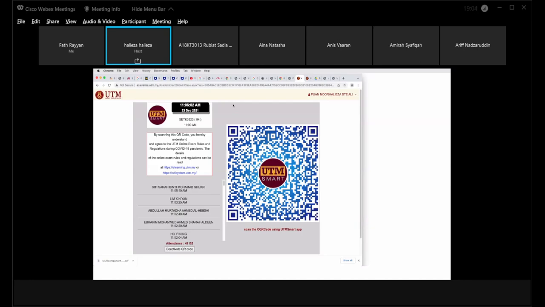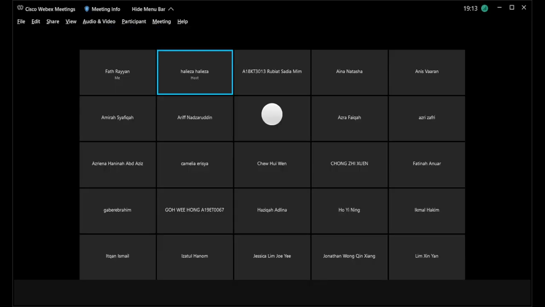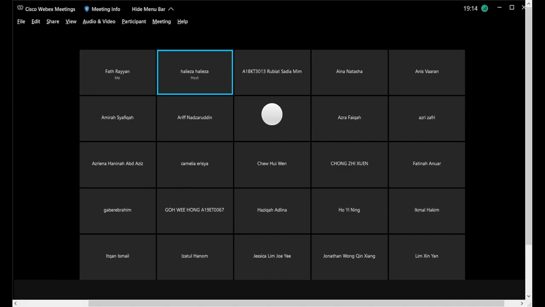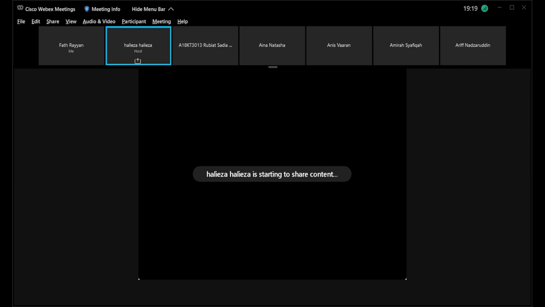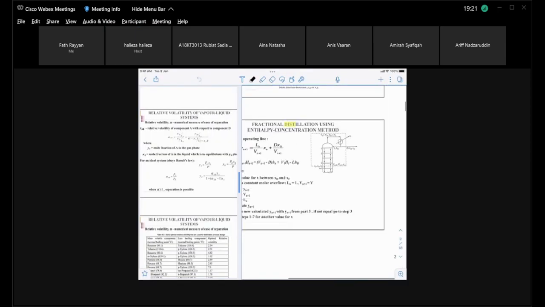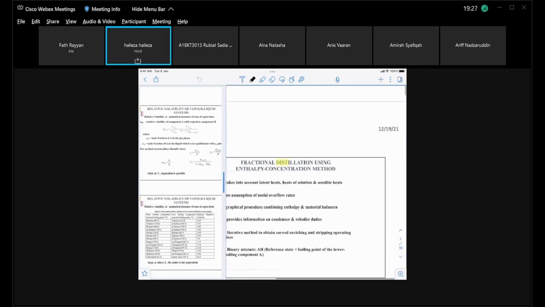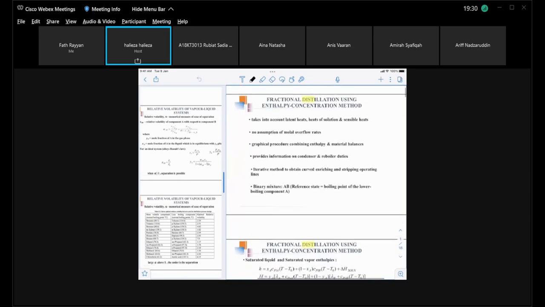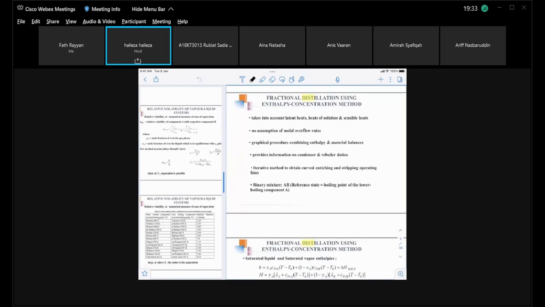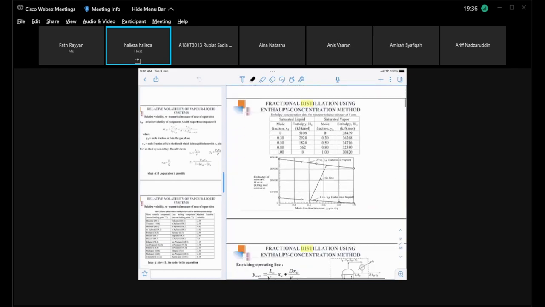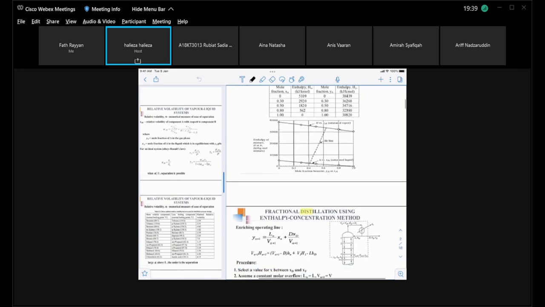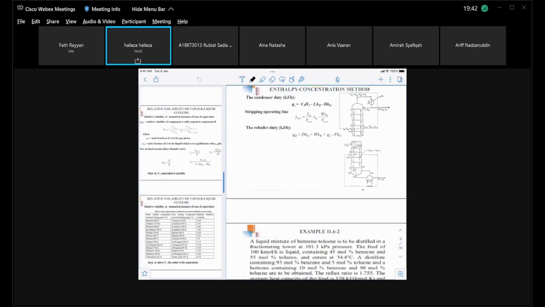Okay, now I'm done. I think I stop sharing the QR code. We need to look at multi-component distillation. As you can see from the screen, I have two slides side by side. Before this, we have looked at binary distillation. The binary distillation is on the left-hand side. Now we're going to look at multi-component. Before that, I better record the lecture.